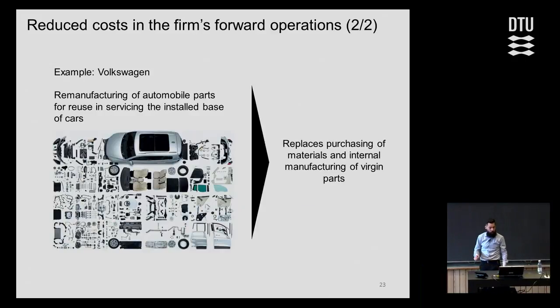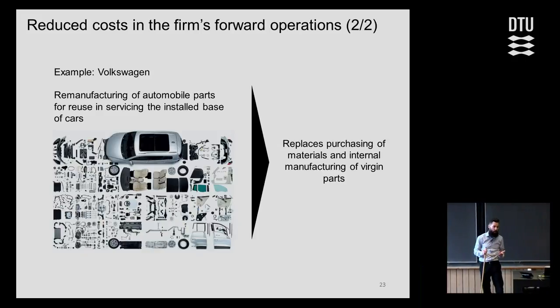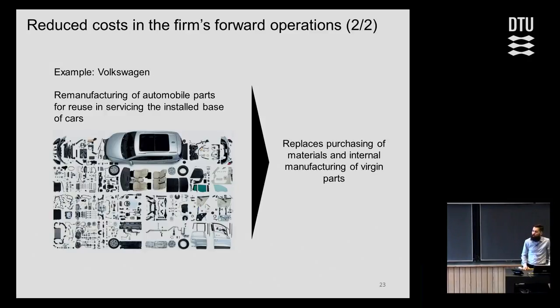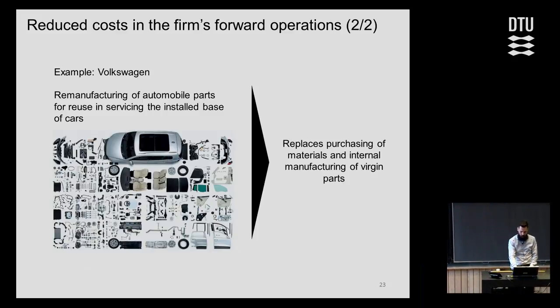Here is an example of how a firm can reduce its costs. The Volkswagen Group remanufactures a fraction of their automobile parts, and then they reuse that in the service of their installed base of cars. That way they replace the purchasing of materials and the internal manufacturing of an equivalent amount of virgin products. So anybody who has had a Volkswagen or a Skoda or a Seat for a service might have some of these remanufactured parts. I'm driving a Skoda myself, so I'm allowed to make that statement.